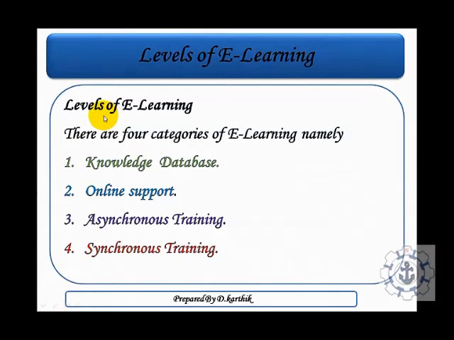And next we come to the important topic, levels of e-learning. So there are four categories of e-learning. The first one is knowledge database, the second one is online support, the third one is asynchronous training, and the fourth one is synchronous training.